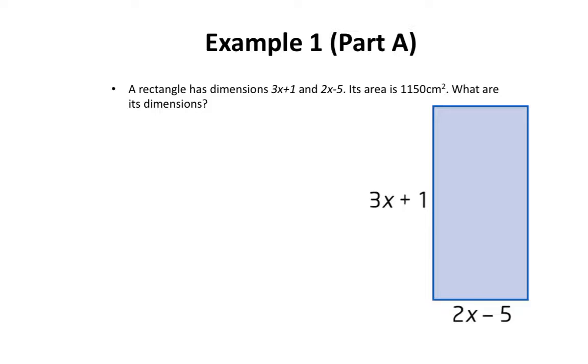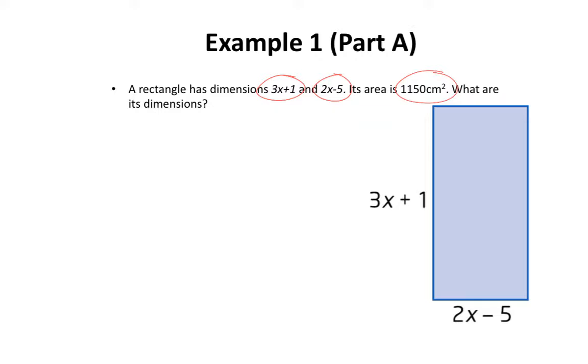We know that the length is 3x plus 1. The width is 2x minus 5. Now, just by looking at these two binomials, it might be pretty difficult to determine what is the width and what is the length. Doesn't really matter at this point. We also know that the area is 1,150 square centimeters.